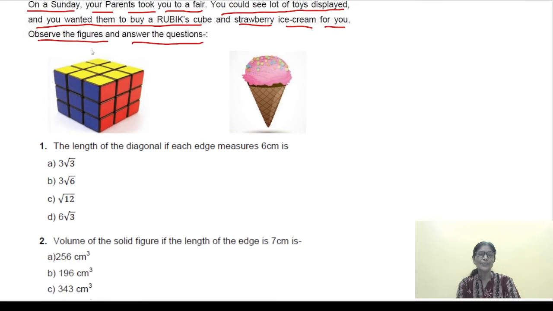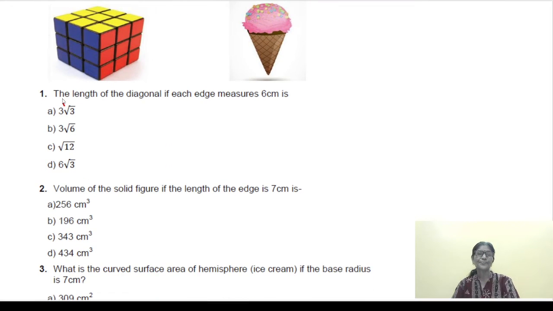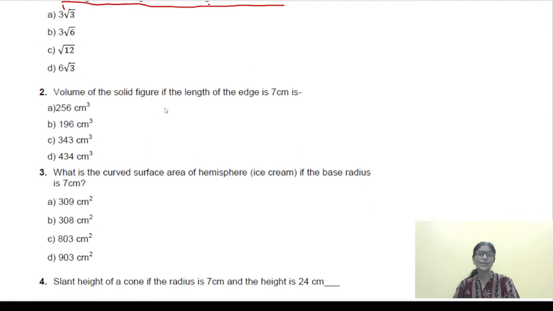Question 1 is the length of the diagonal of each. If its edge measures 6 centimeter, that means when the question is about diagonal, it is about the cube. The options are given: A is 3 root 3, B is 3 square root 6, C is square root 12, and D is 6 times square root 3. Question number 2 is volume of the solid figure. If the length of the edge is 7 centimeter, that means cube side is given as 7 centimeter. You have to find the volume.